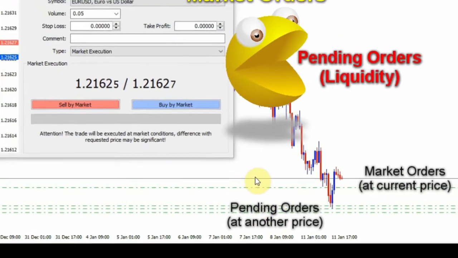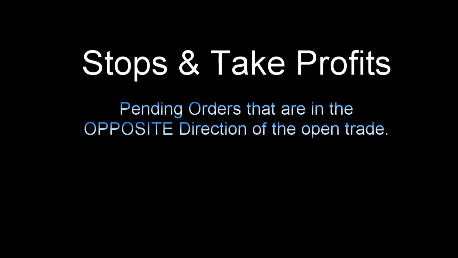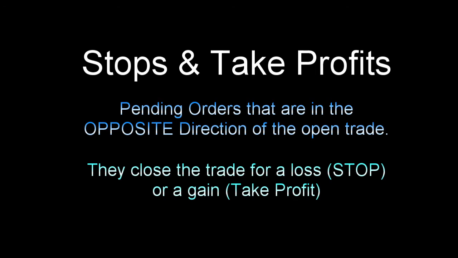Then finally, we just want to consider what stops and take profits are. And these are essentially pending orders that are just the opposite of your trade, right? They need to close your trade. So if you're in a buy order, your stop would be a sell order, and your take profit would be also a pending sell order.